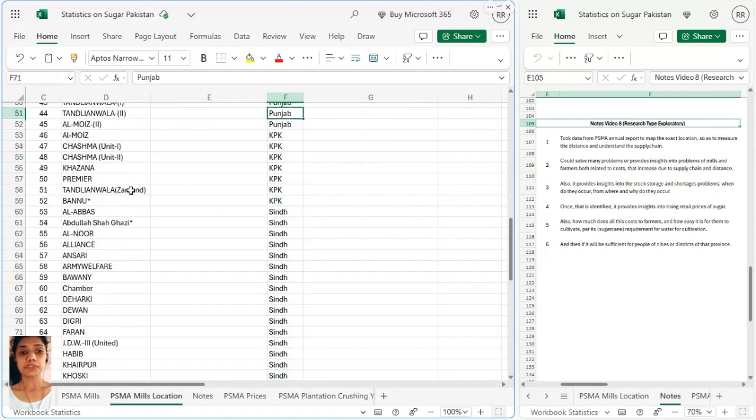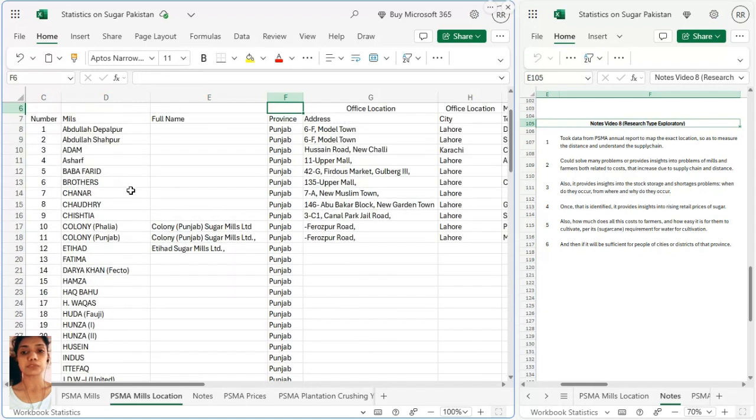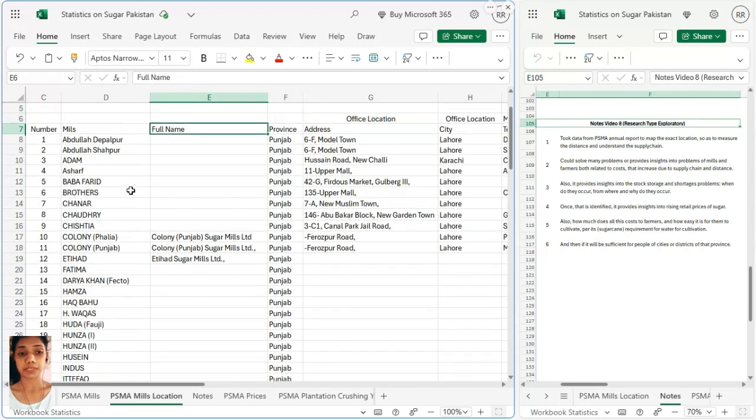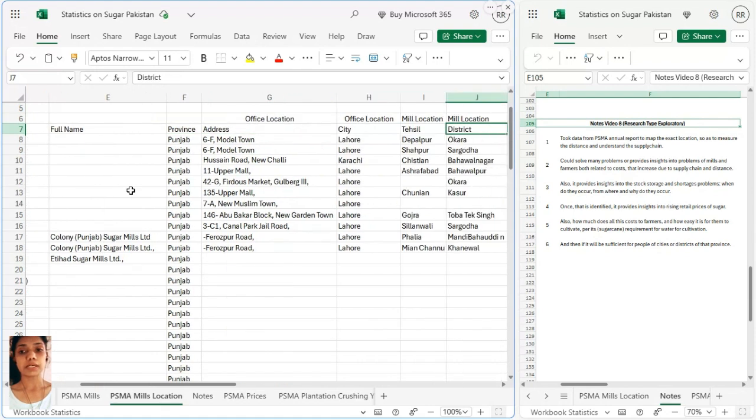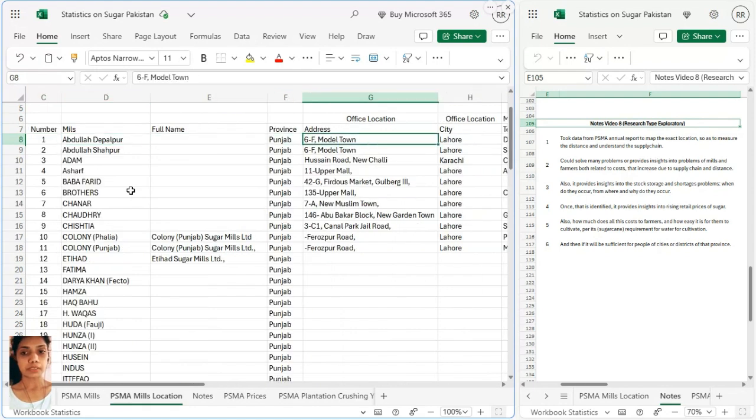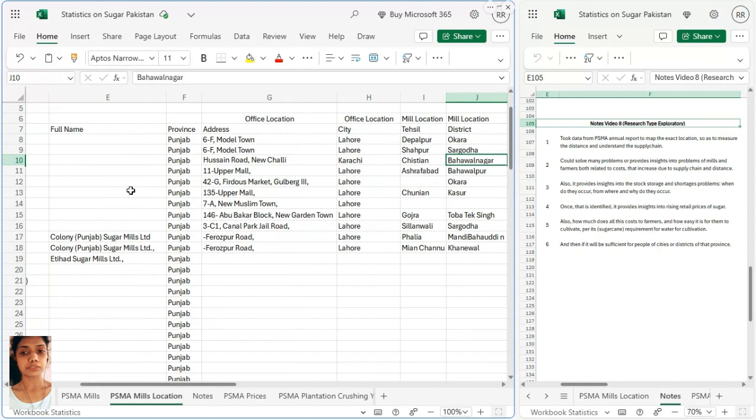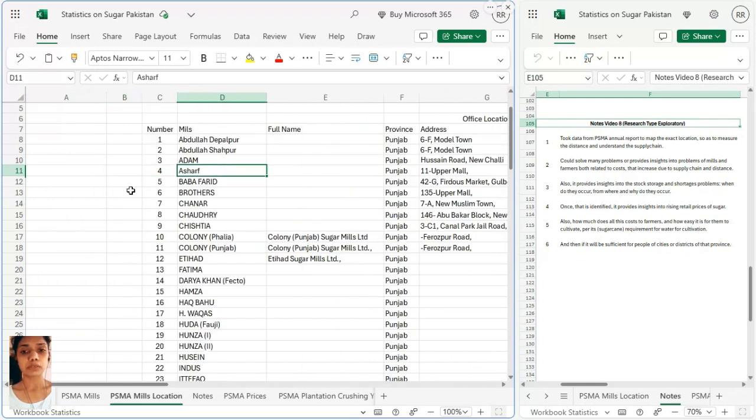With Punjab, let's say, just to understand the price mechanism, there is a possibility that if a mill is in Okara, Dipalpur, the nearby area is able to get sugar at cheaper prices because the mill is near and the cost is reduced. But someone in Bahawalnagar, where the sugar is going to another area, that area is going to get sugar at much higher rates.